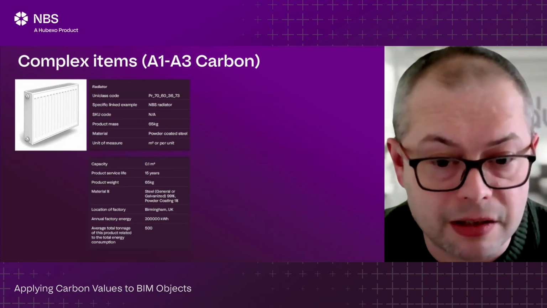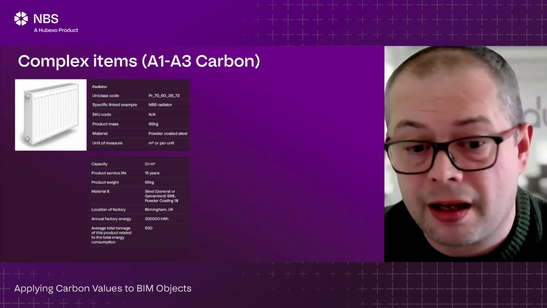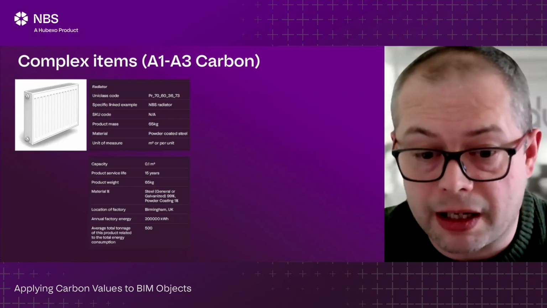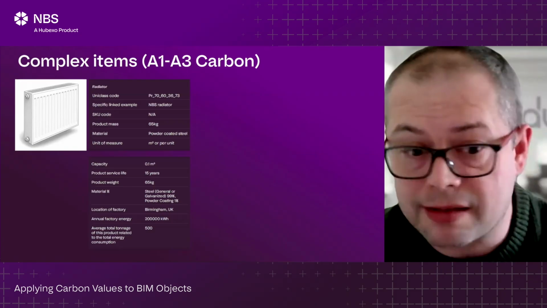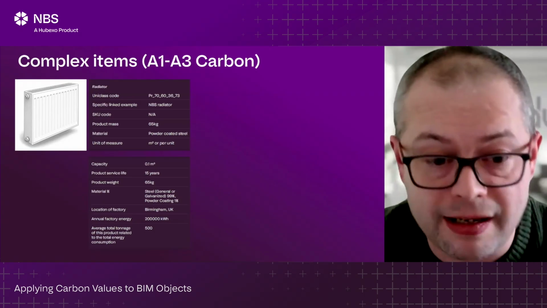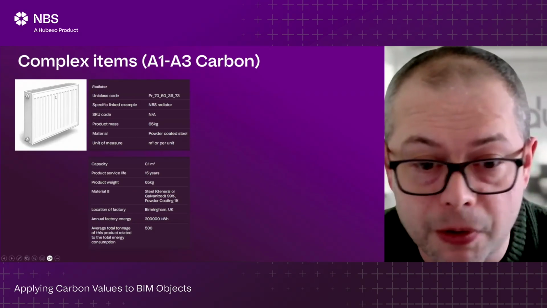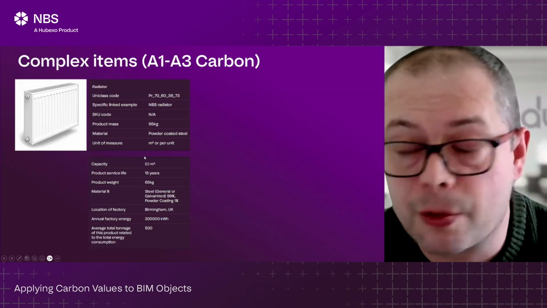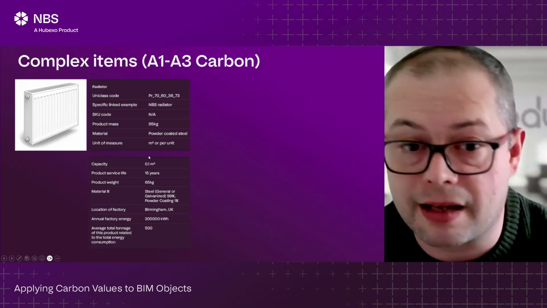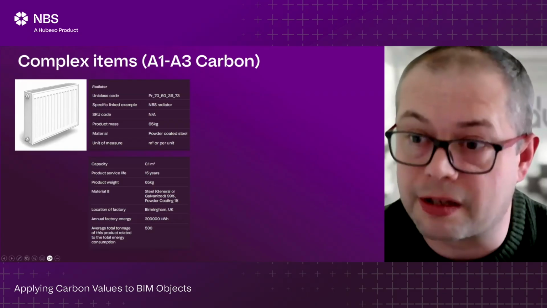And then the material percentage, so what goes into this? Steel, is it general or galvanized? Powder coating, there might be brass in there. All of this data that we've used in this particular case is what we would find in a typical makeup of a radiator. And coincidentally, the ICE database is the data source that CIBSE TM65 uses.